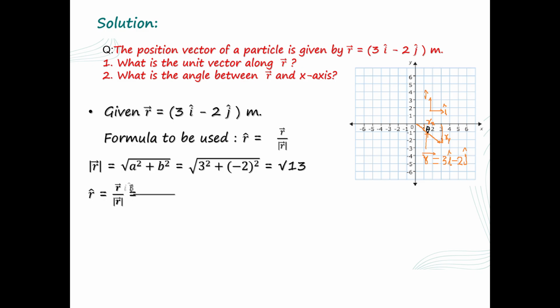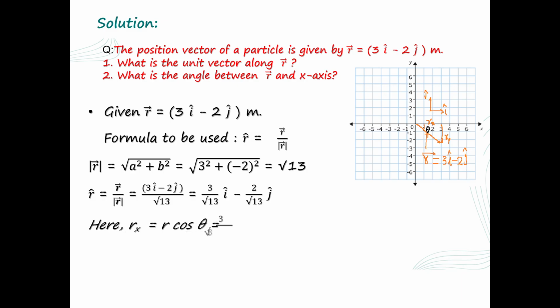So r cap equal to r vector by modulus of r vector, that we can write as 3 i cap minus 2 j cap by root 13. Splitting it, 3 by root 13 i cap minus 2 by root 13 j cap.